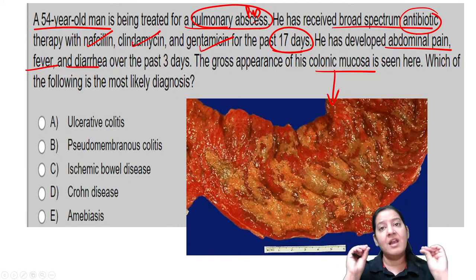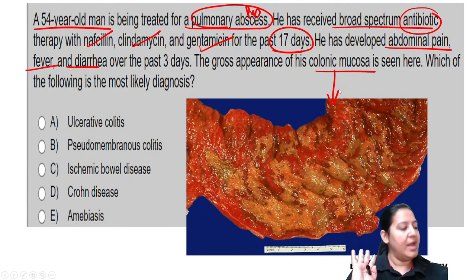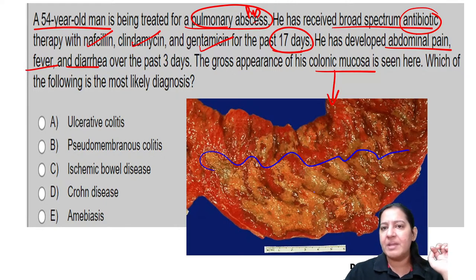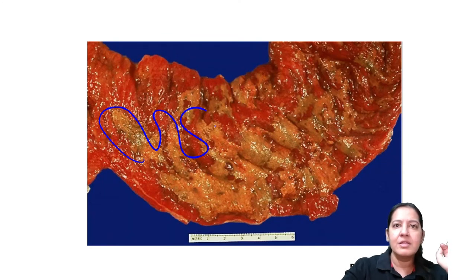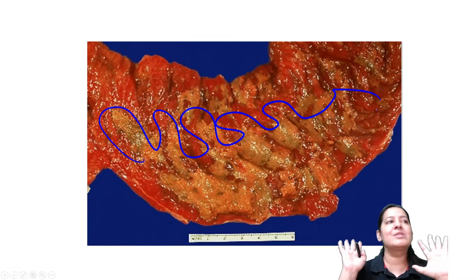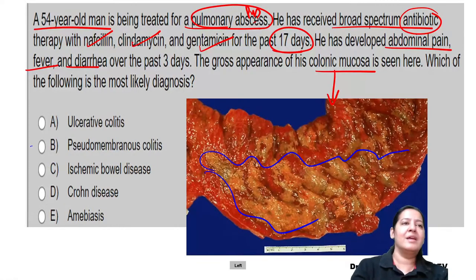So if we see the large intestine of this person, this is the image. Now see the image. Beautiful image. In this image, you can realize the entire mucosa is covered with a membrane. Can you appreciate the membrane shown here? This is all membrane. So this is typical pseudomembranous colitis. You got my point? Yes, the answer here is pseudomembranous colitis.